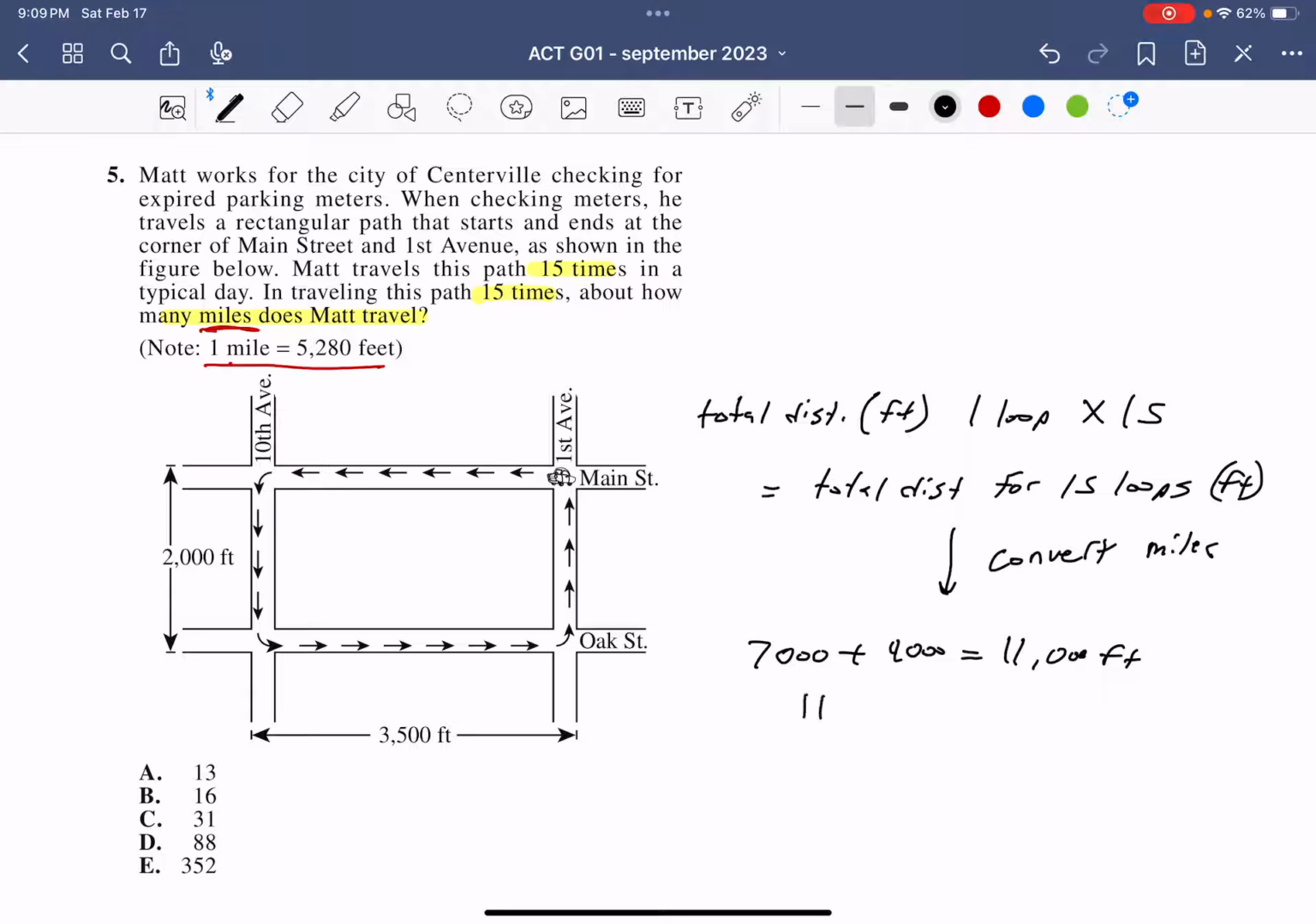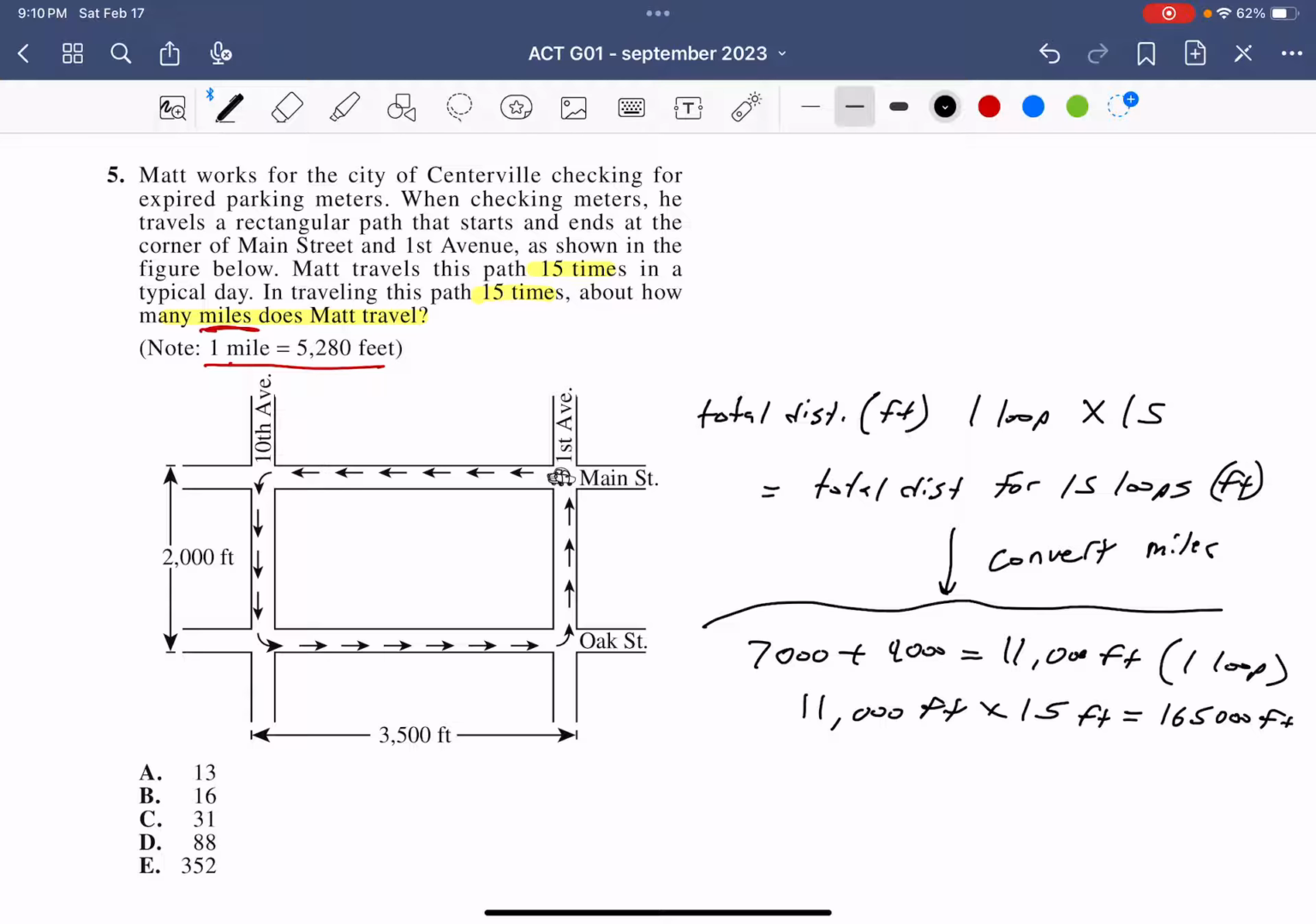So now we have to multiply this, and that's just for one loop. So now we need to multiply this figure by 15, which is going to give us 165,000 feet. Let me separate this real quick.